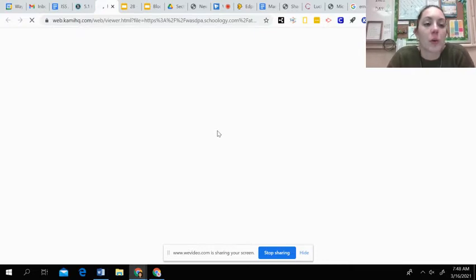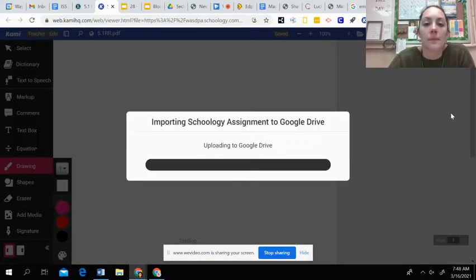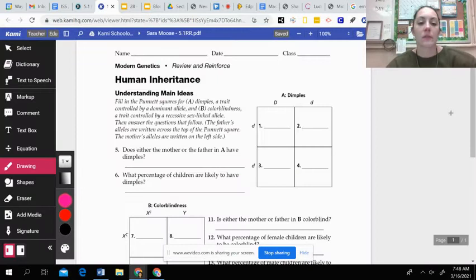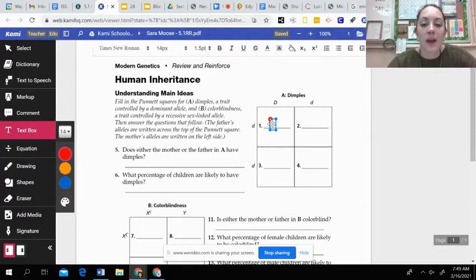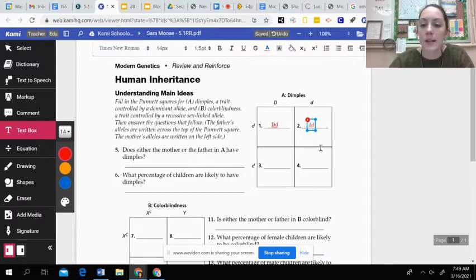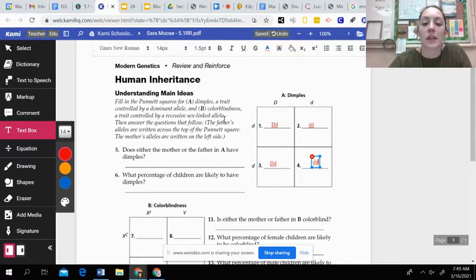So the first one, the 5.1 review and reinforce. You guys will have to fill in a couple Punnett squares. You will answer some questions as well, just kind of a review of how we do that. Remember, when you do a Punnett square, you have the capital letter show up first, then the lowercase, and then you would combine just the two lowercase here to see. And again, this has a capital and a lowercase, and then two lowercase, and you can answer the questions.